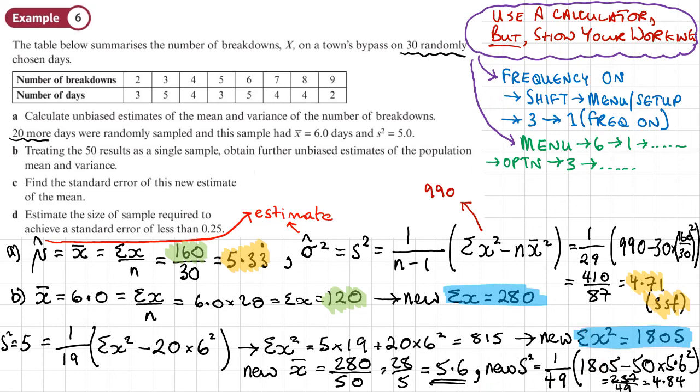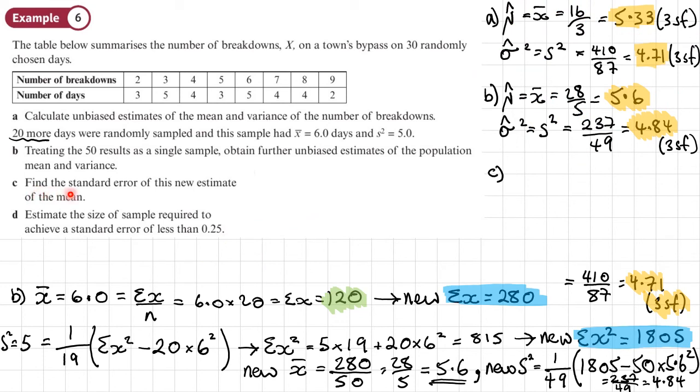Okay, now part C says find the standard error of this new estimate for the mean. So that's going to be this estimate that we've got here. Now, to find the standard error, the formula is either the standard deviation over the square root of n, or the sample standard deviation over the square root of n. Now, we don't know the population standard deviation, so we're going to be using this form here.